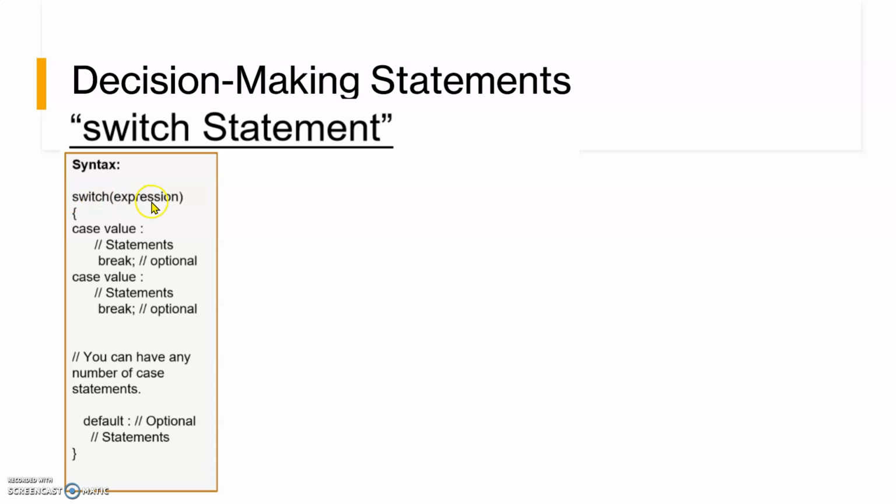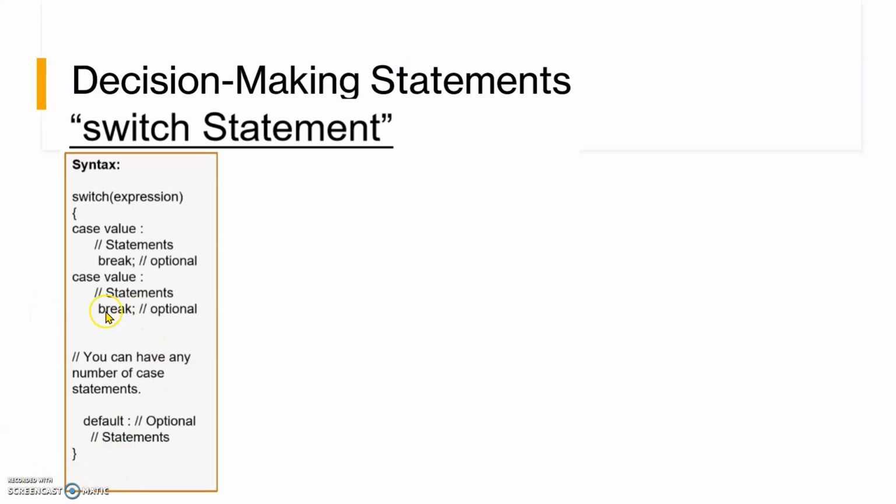Now how will the evaluation be done? Suppose for an expression, we got one value. Now it will check with the first case, whether it is matching with this first case value or not. If it is not matching, it will go to the next case. If it is not matching, it will go to the third case. Suppose in the third case the value is matching. In that case, the statements will be executed, and then if you have a break statement, then the control will come out of this switch statement. Got it, all of you?